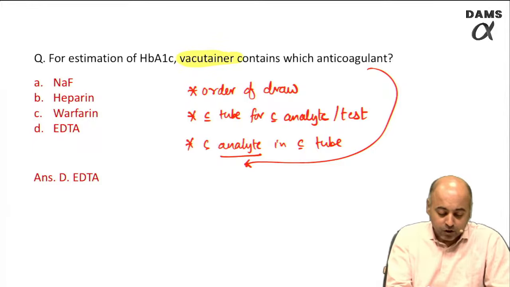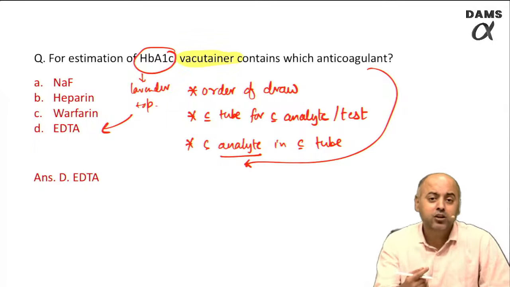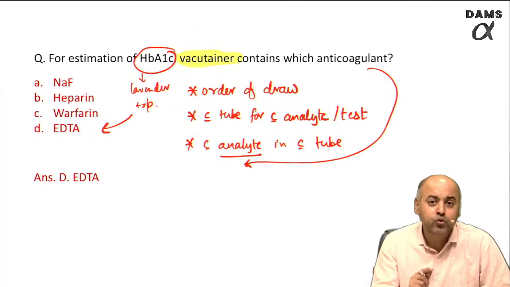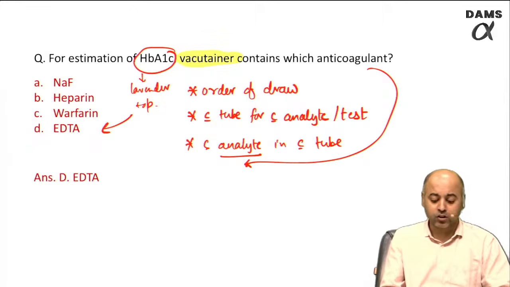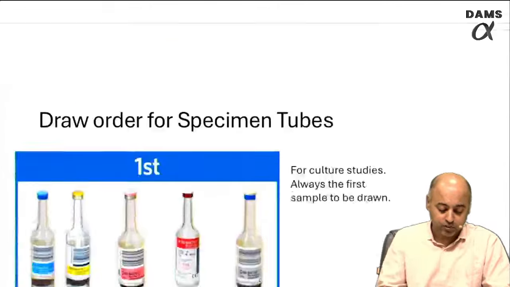For example, for HbA1c, we need the lavender top vial. The lavender top vial contains the EDTA. Okay, so that is how we are going to quickly talk about the different tubes, the order of draw, and what are the contents in each of the tubes and for which test they are going to be used.